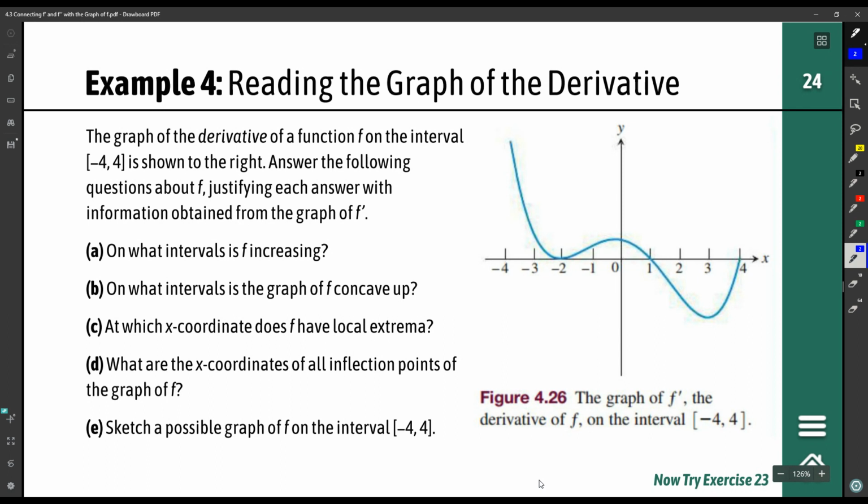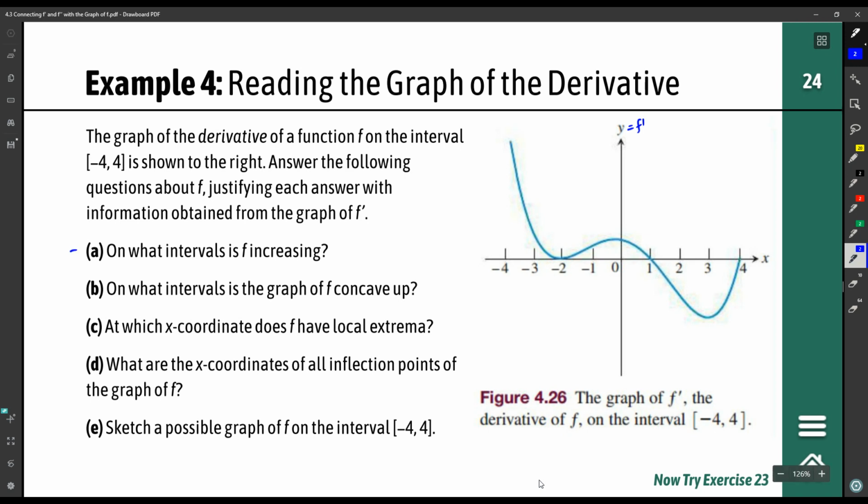Let's move forward, and we're going to try to read some information about the graph of a function from the graph of its derivative. So the graph of the derivative of a function f on the interval negative 4 to 4 closed is shown to the right. So this isn't just y, this is a graph of y equals f prime. So answer the following questions about the function f and justify it with information that we obtain from this graph. So not a lot of analytical work to do here. We're mostly just going to do some graph reading.